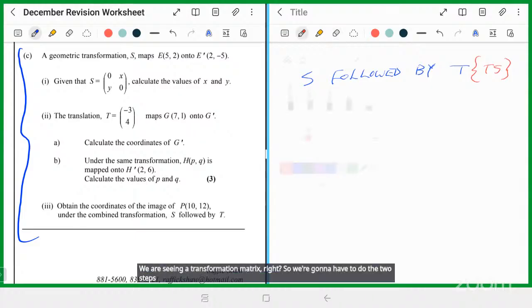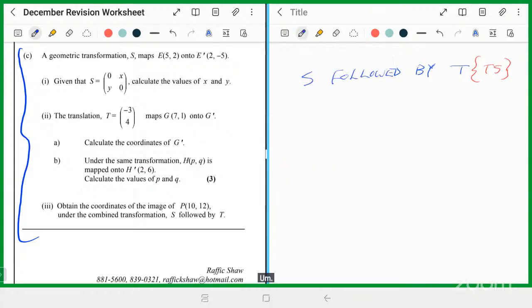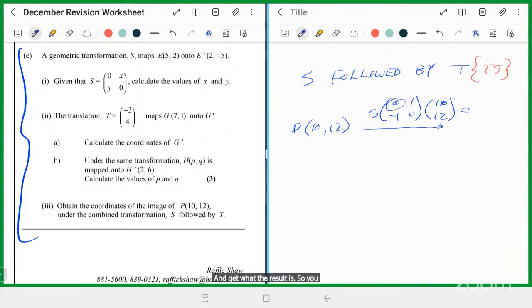So starting with the point P (10, 12), let's apply S first. Applying the matrix S, which is (0, 1; -1, 0), to this point (10, 12), and get what the result is. 0 times this value is 0, 1 times 12 is 12, so I'm going to put 12 here, and then -1 times 10 is -10, 0 times 12 is 0, so it's -10. So that's where we're at first.